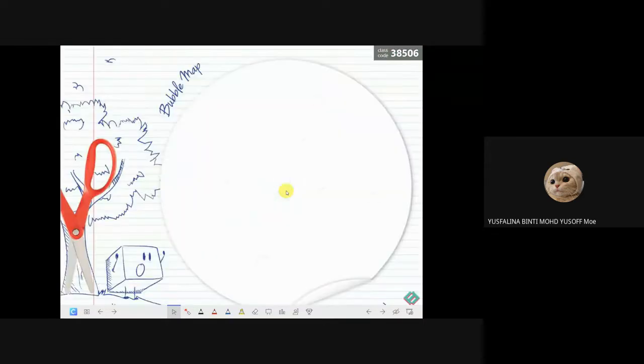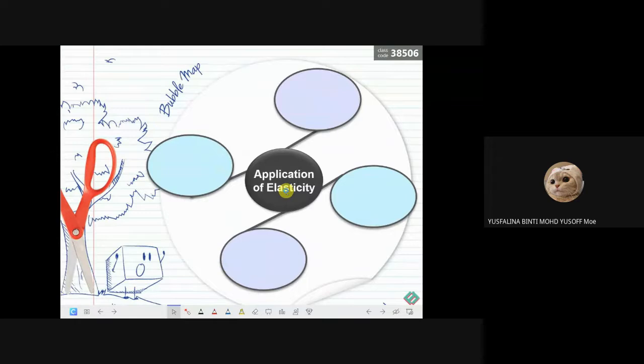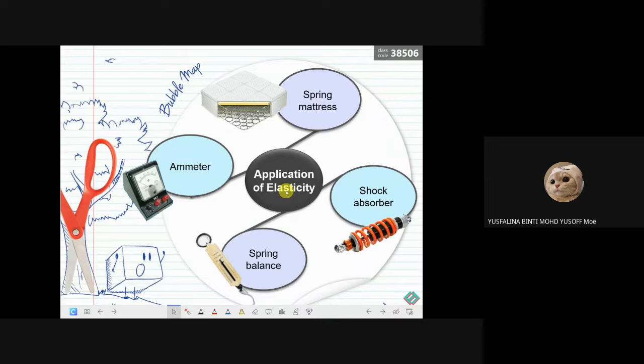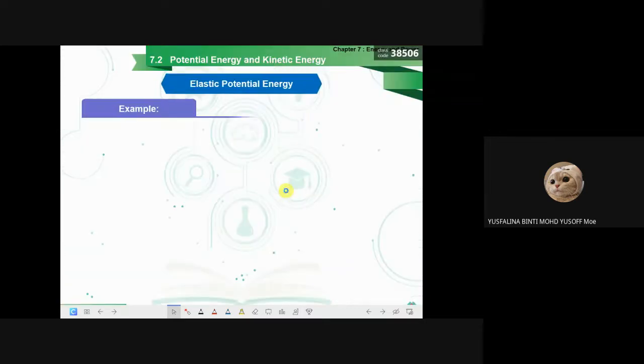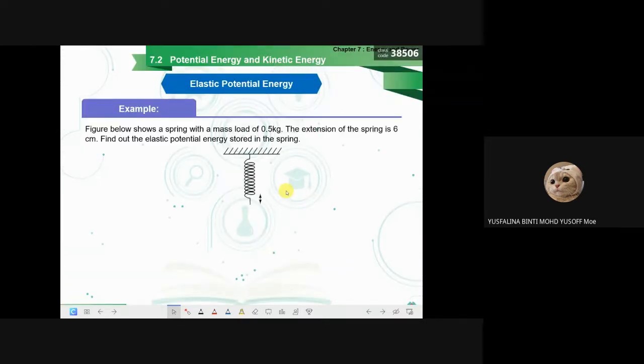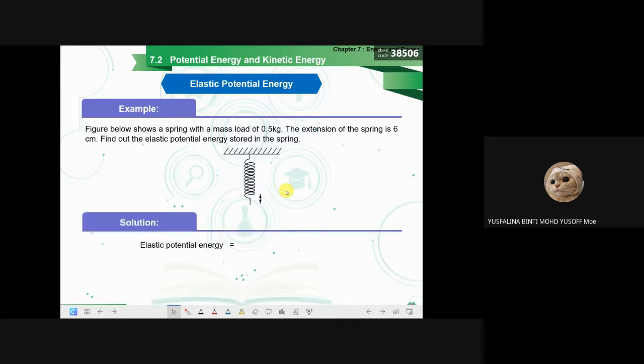This one I just discussed just now. This is the application of elasticity. This one also I think we already discussed.